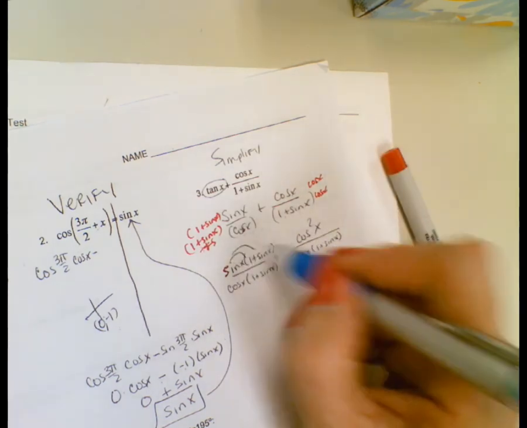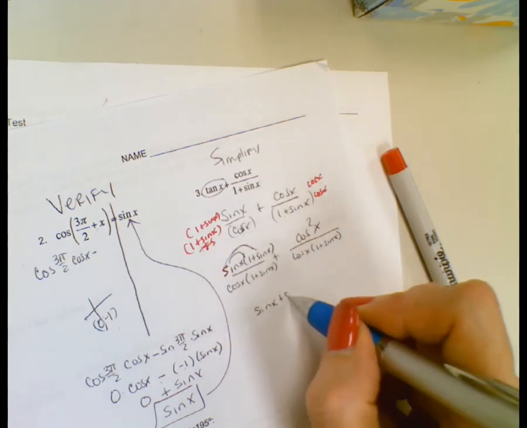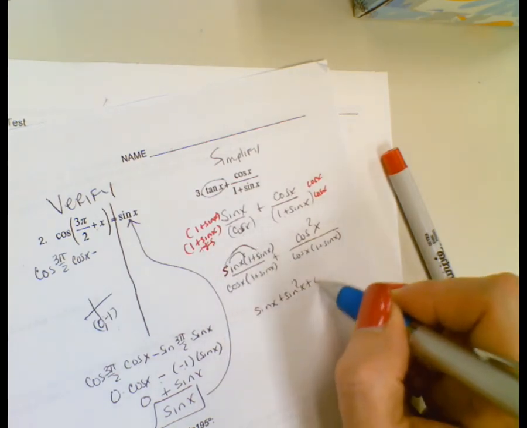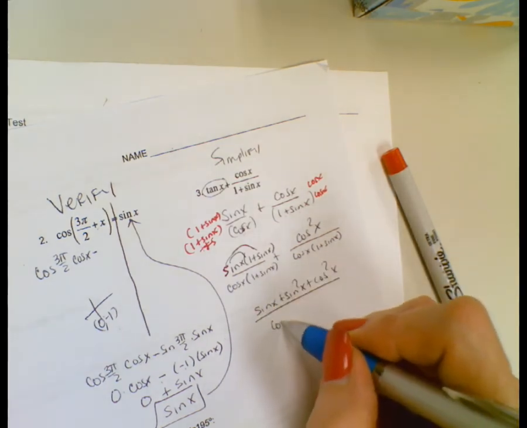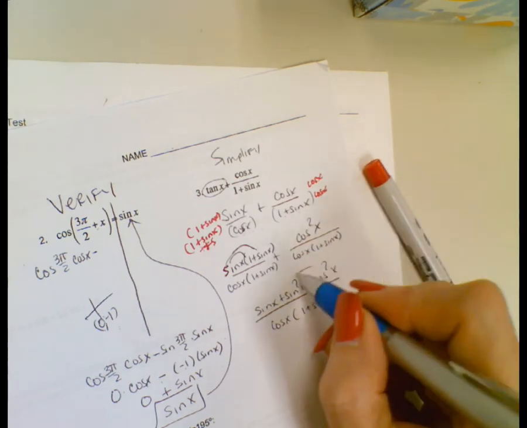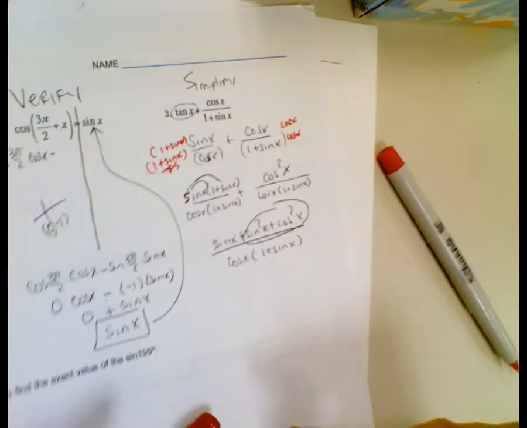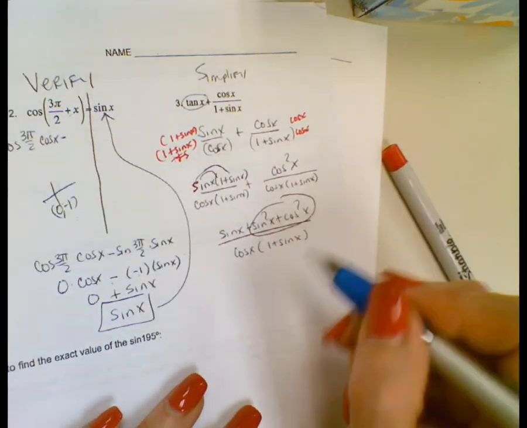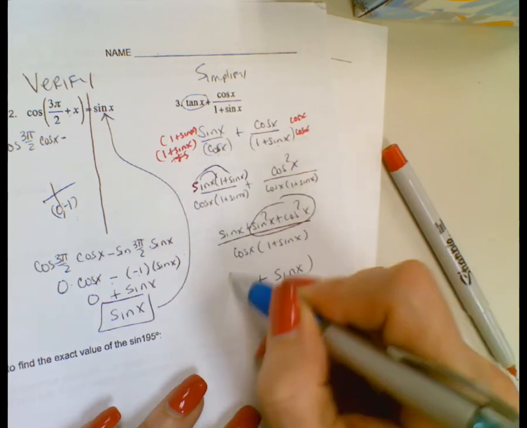Now we're going to distribute. And that's going to be sine x plus sine squared x plus cosine squared x. That's all in the top, all over our denominator, cosine x times 1 plus sine x. Now you'll notice here that you have the Pythagorean identity right there. So what does that equal? It equals 1. So we have 1 plus sine x. That's all on the top.